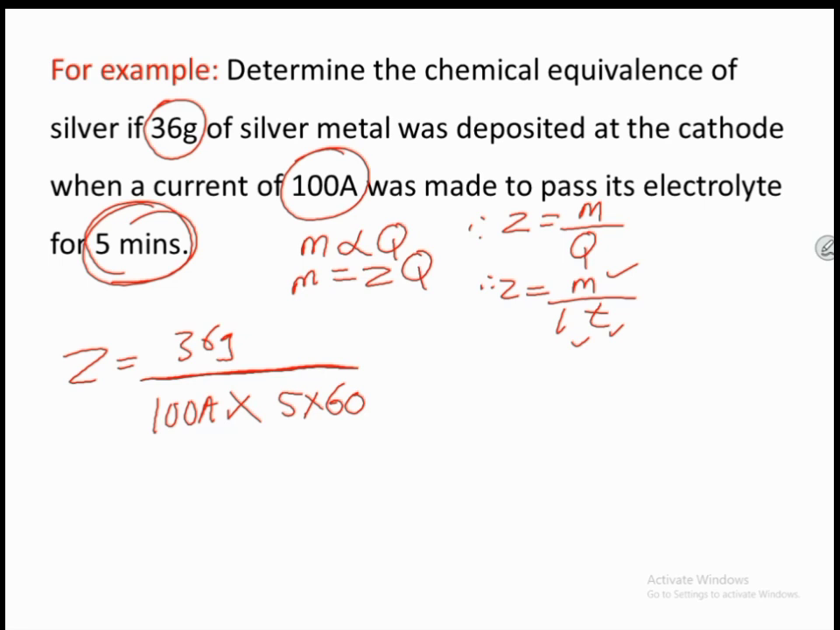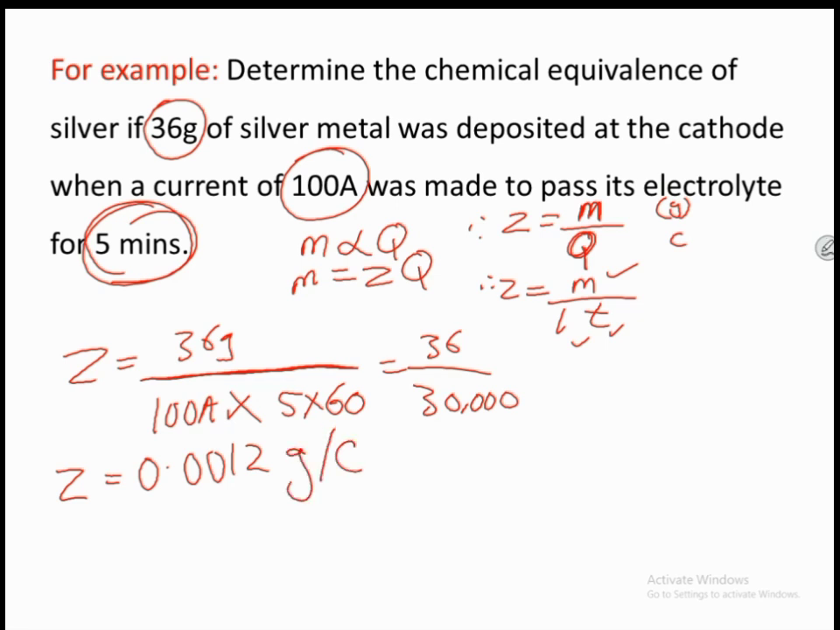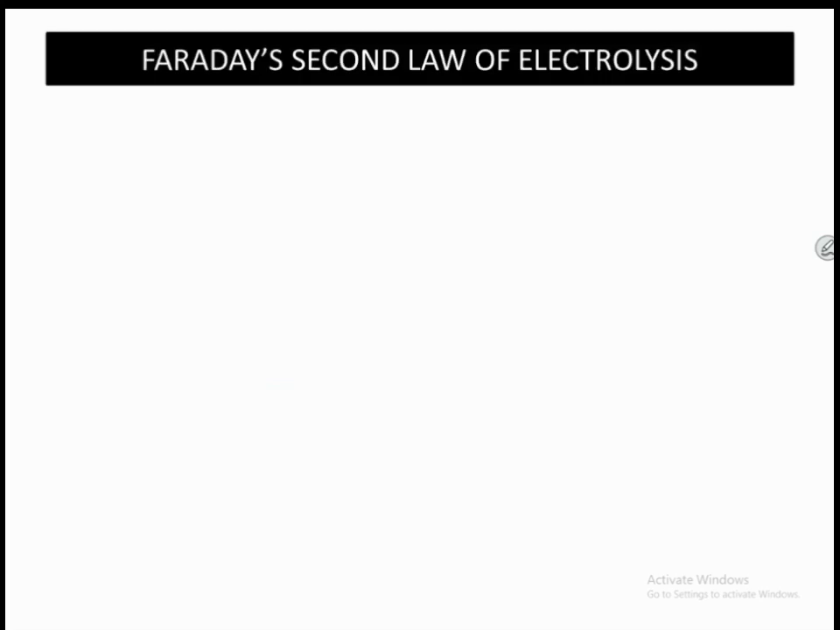So it means I'm going to have Z equals 36 over, in the denominator, 100 times 5 times 60. That gives us 30,000. So 36 divided by 30,000, what I'm having, so Z is equal to 0.0012. And what's the unit for chemical equivalence? Mass, the unit of mass is gram, over Q, which is coulomb. So gram per coulomb is the answer. So I've just calculated the chemical equivalence.